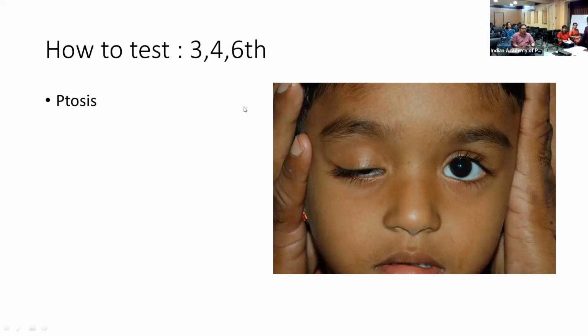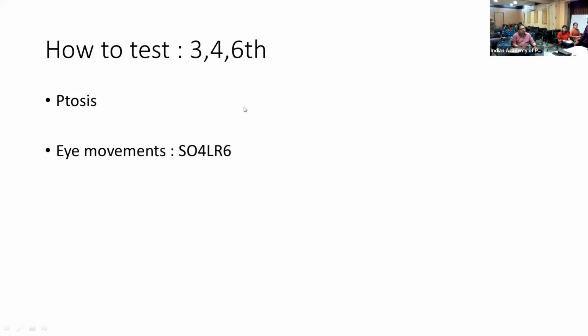Which nerve causes inability to open the eye? Correct? This is inability to, sorry, again, I made a mistake. This is inability to open the eye. The levator palpebrae is affected. And seventh nerve is inability to close the eye, correct?